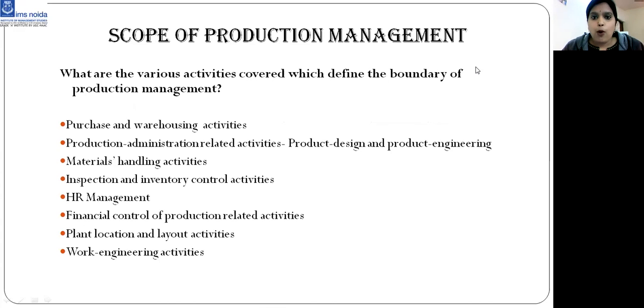Next is scope of production management. So what are the various activities covered which define the boundary of production management? These activities are purchase and warehousing activities, production administration related activities such as product designing and product engineering, materials handling activities, inspection and inventory control activities, HR management, financial control of production related activities, plant location and layout activities, as well as work engineering activities. This is the scope of production management.